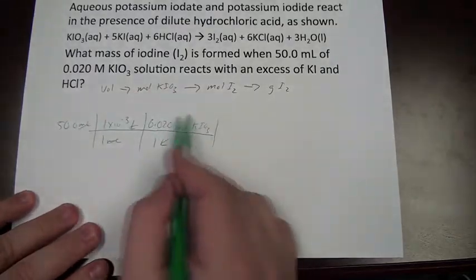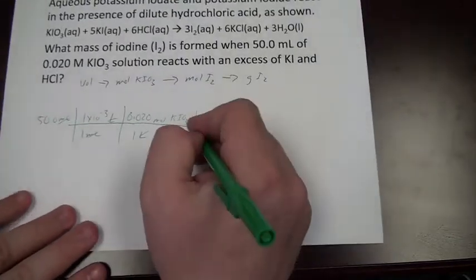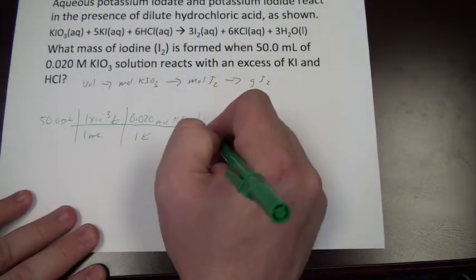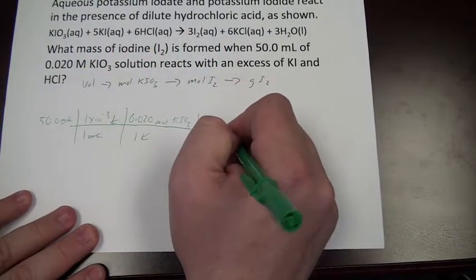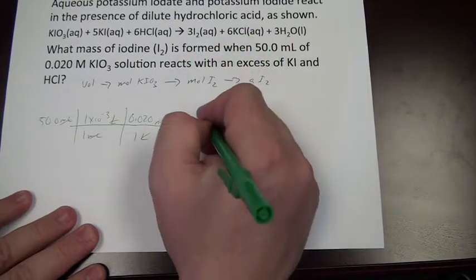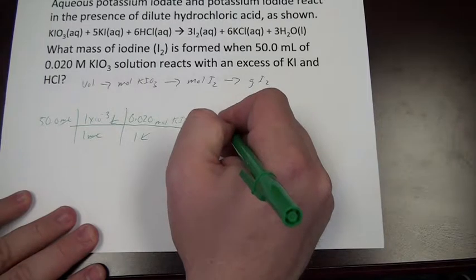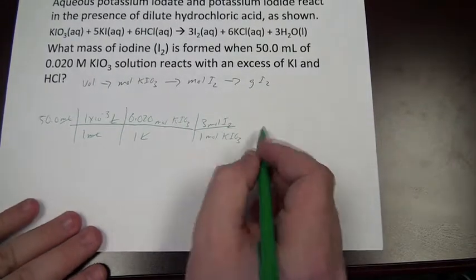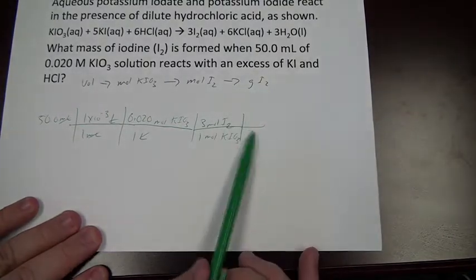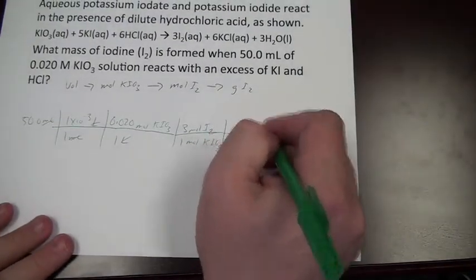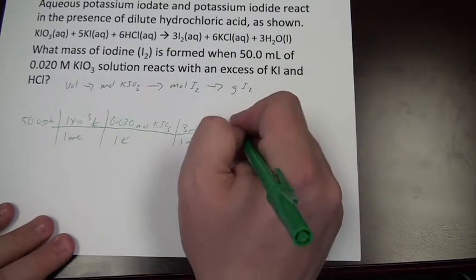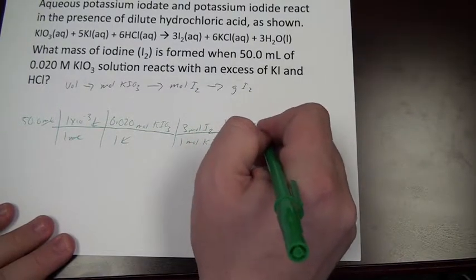So now we're left with moles of that. We want to go to the moles of I2 from the balanced chemical reaction. For every 1 mole of KIO3, we get 3 moles of I2. And we want to then end up with a mass, so we have to use the molar mass for I2. For every 1 mole of I2, it's going to have a mass of 253.8 grams.